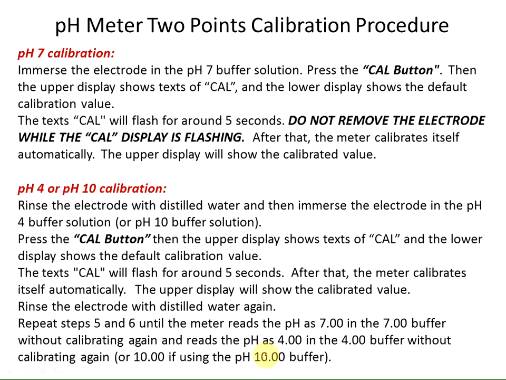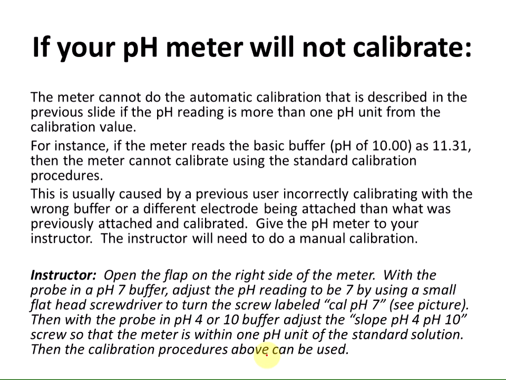Now, if your pH meter will not calibrate, there are some things that you could do. The pH meter cannot do the automatic calibration as described on the previous slide if the pH reading is more than one pH unit from the calibration value. For instance, if the meter reads the basic buffer, which should give a pH reading of 10, as 11.31, that's more than one unit off, so it cannot use the automatic calibration procedure.